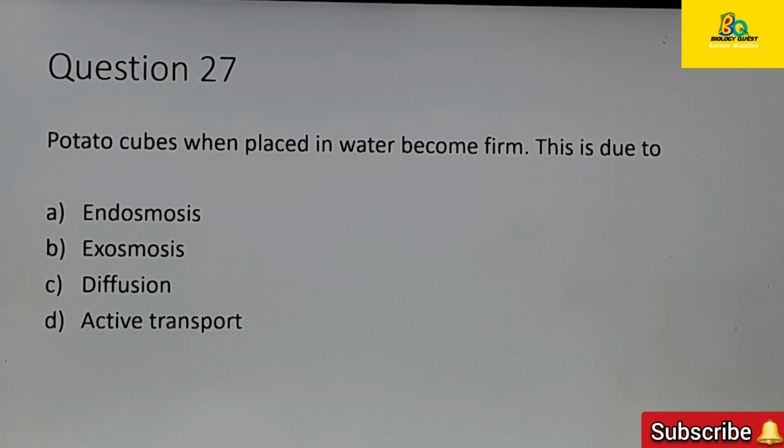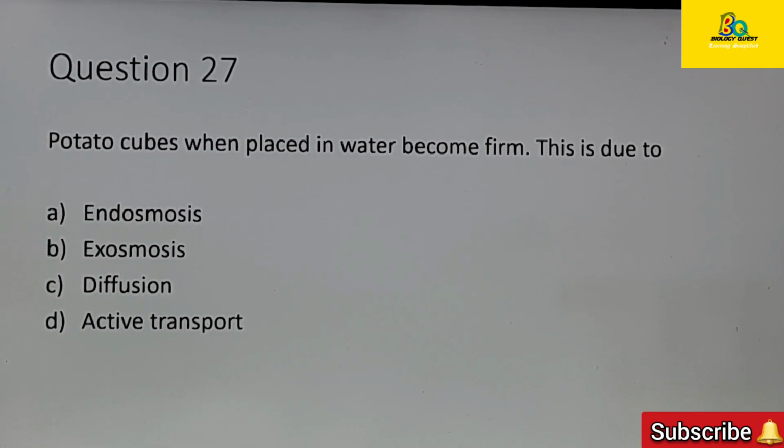Next question. Potato cubes when placed in water become firm. This is due to, options are endosmosis, exosmosis, diffusion and active transport. Now, if you place a cube of potato in a beaker of water, after some time you can see that the potato cube will become very firm. This is due to the inward entry of water into the potato cube. What is that inward movement of water called? It is called endosmosis.